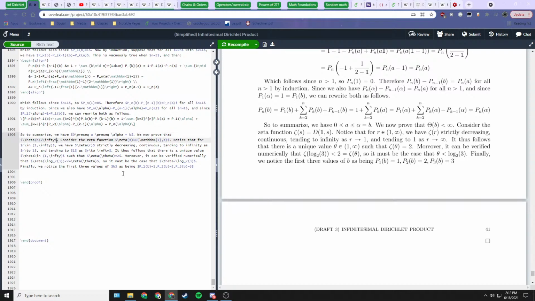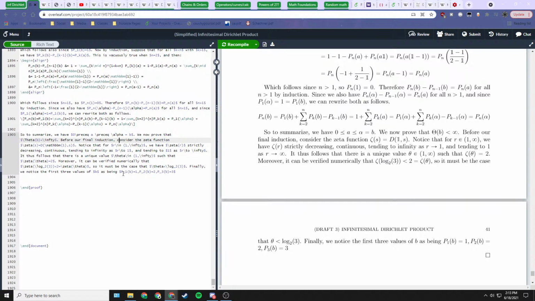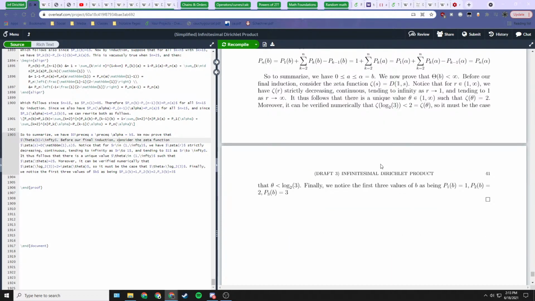We're going to prove that theta of b is less than infinity. So consider the zeta function. Notice that zeta is a bijection mapping 1 to infinity over to 1 to infinity again, and it's strictly decreasing. So there's a unique value, zeta of theta equals 2, and by this numerical condition, we have to have theta less than log base 2 of 3. Then finally, notice the first 3 values.